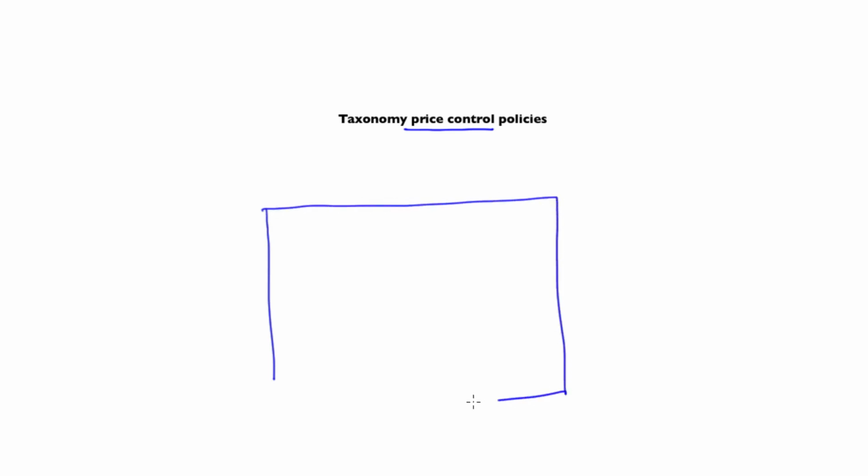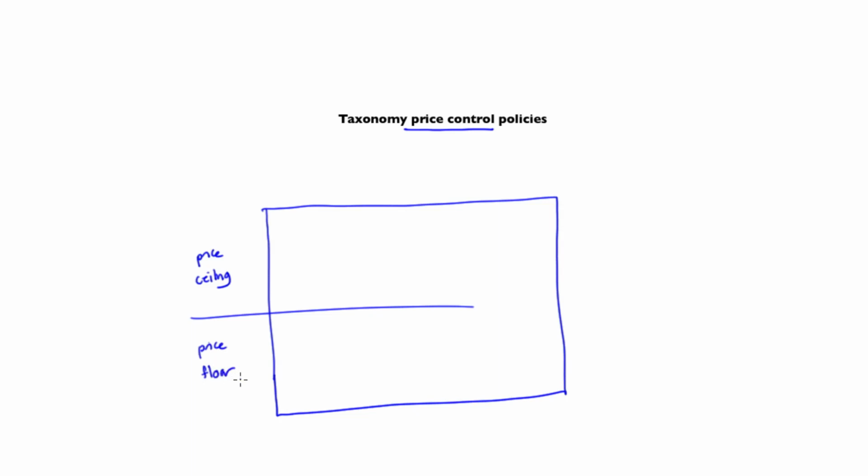We're going to switch gears now and consider another class of policies that are widely used by the government to alter the outcomes generated by the market, and those are price control policies. Let me start by giving you a very high-level taxonomy of what these price control policies look like, and they can be categorized along two dimensions. First is whether the policy involves a price ceiling or a price floor.